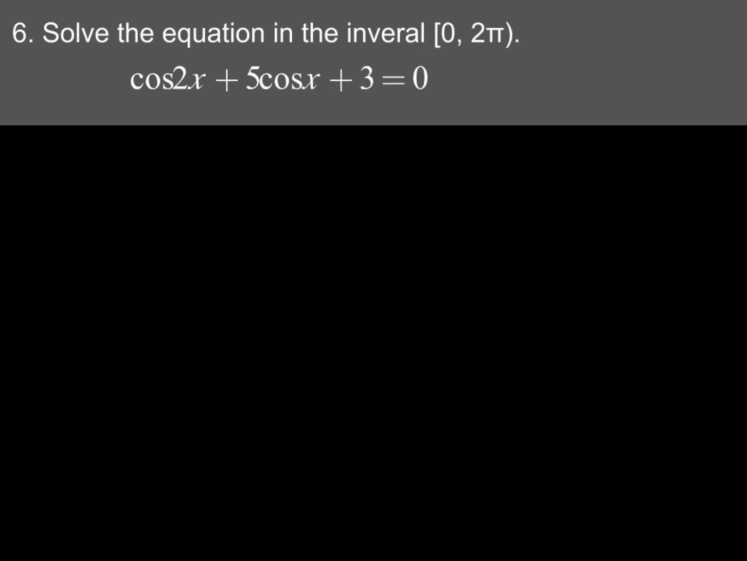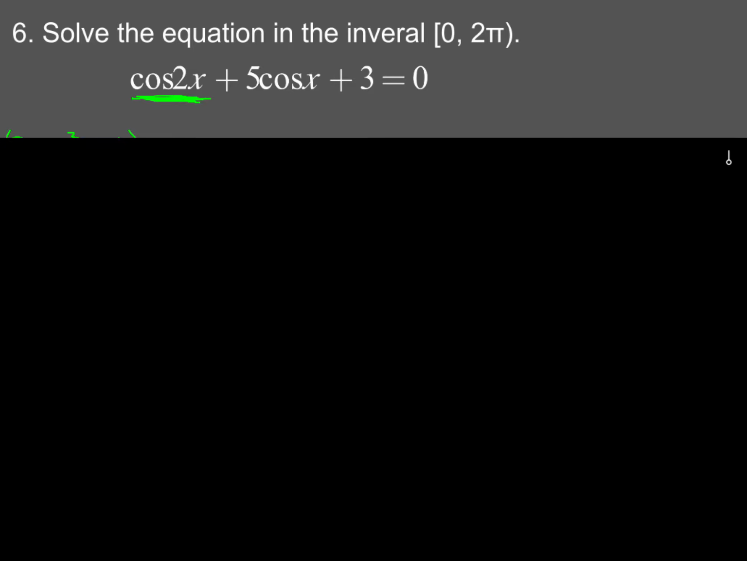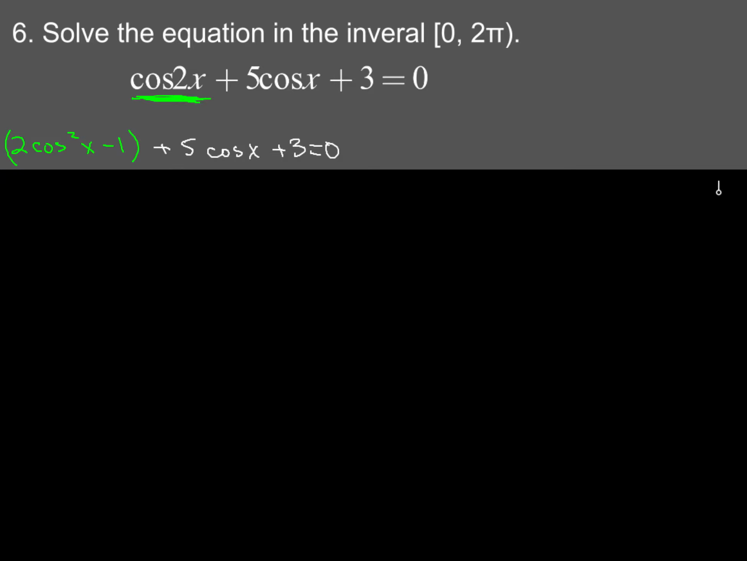Alright, so here in example 6, it says solve the equation in the interval 0 to 2 pi, and we've got cosine 2x plus 5 cos x plus 3 equals 0. Now we are going to take cosine of 2x and substitute that out, because we can't really do too much with the way it's written. So we're going to change that to 2 cos squared x minus 1.